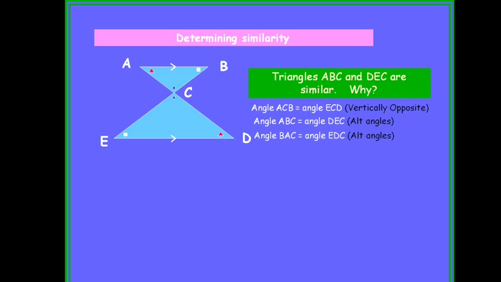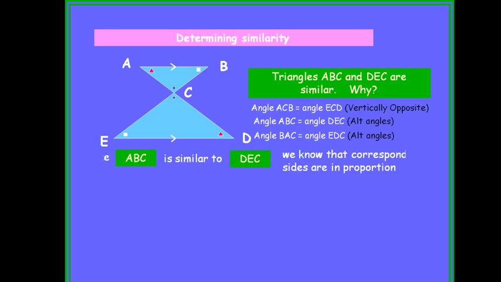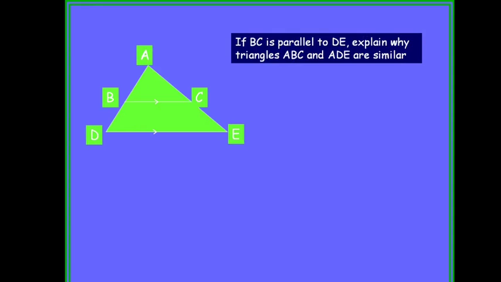In the same way, angle BAC and angle EDC are equal. Again, they are alternate angles. So you can say triangle ABC is similar to triangle DEC. We know that the corresponding sides are in proportion. BC is parallel to DE.